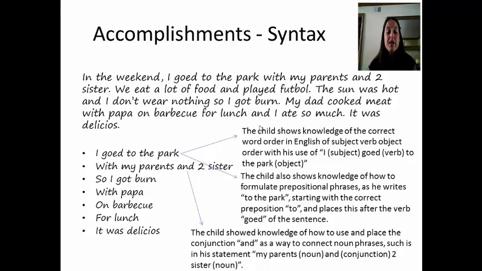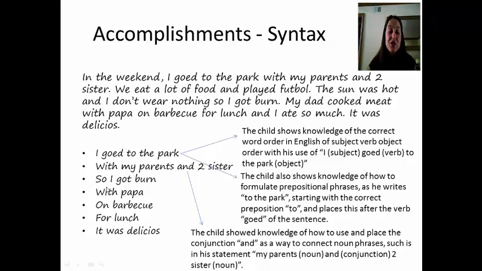The second one, the child showed knowledge of how to use and place the conjunction and as a way to connect noun phrases, such as in the statement, my parents, which is the noun, and, which is the conjunction, two sister, which is the noun. So notice here how I'm pinpointing the word order and placement of the conjunction. Even though two sister is wrong, it's wrong in morphology. It's not wrong in syntax.